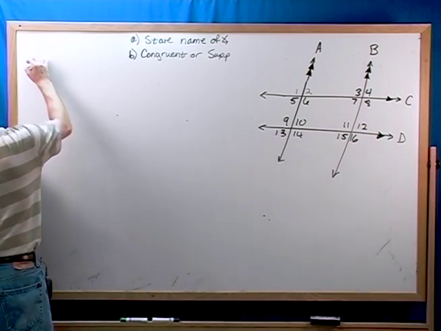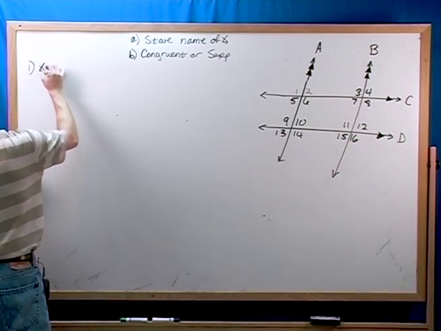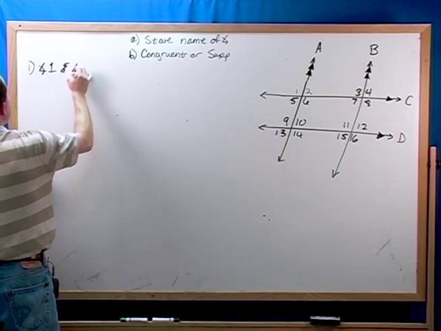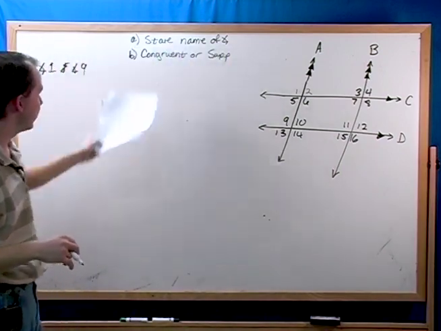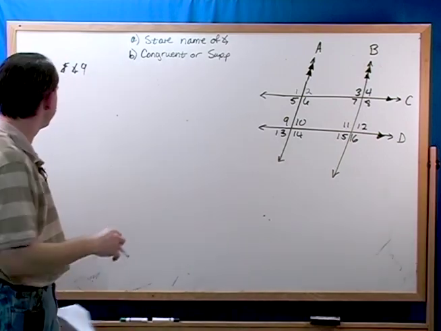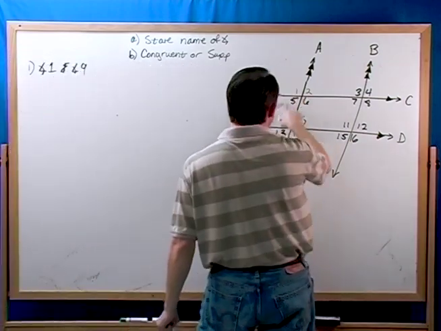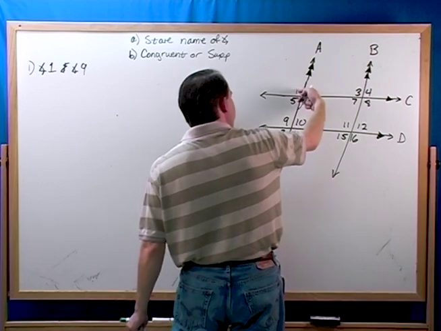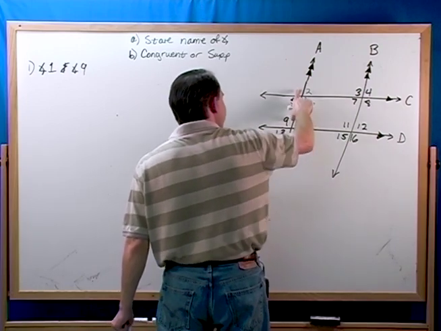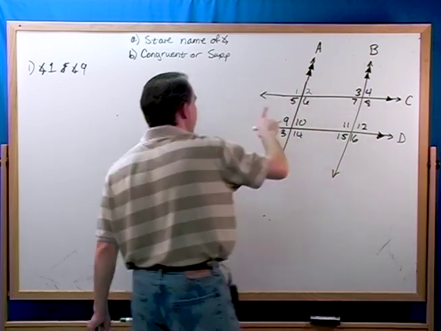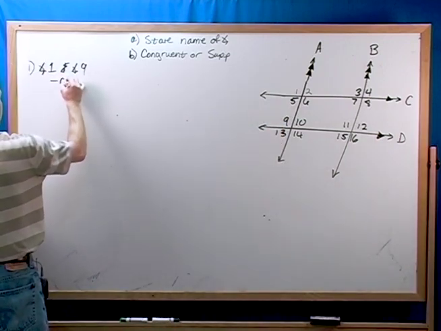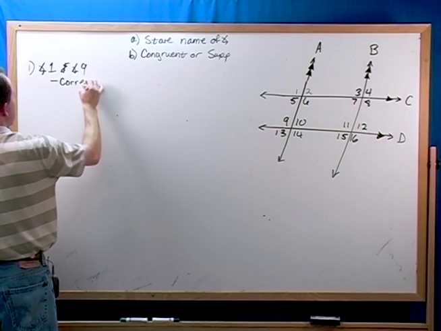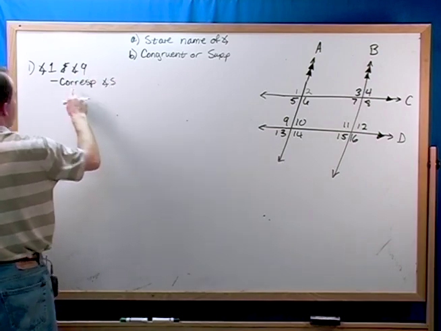So, problem 1, angle 1 and angle 9. First thing I want to know is what type of angle is it, and are they congruent or supplementary? So angle 1 with angle 9. Well, you see, this angle and this angle are in the same position on top and bottom, so they are corresponding angles. So I'll put that they're corresponding angles. Okay, and I'm just abbreviating that.